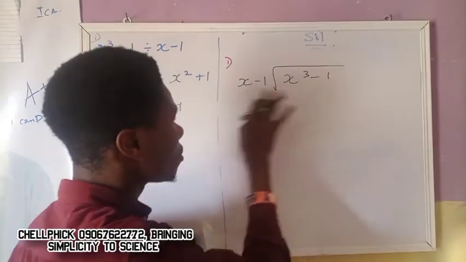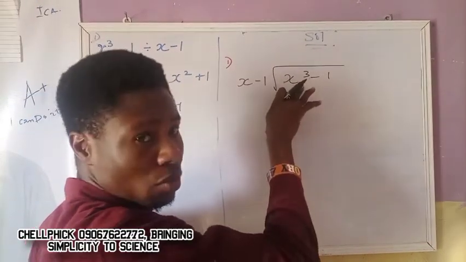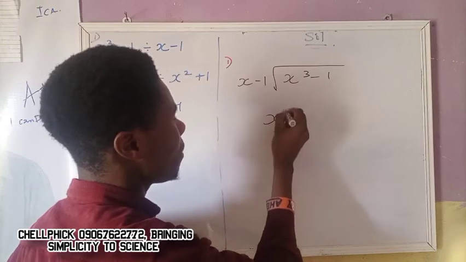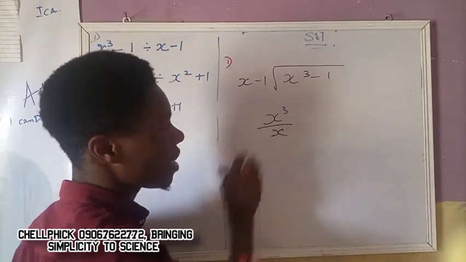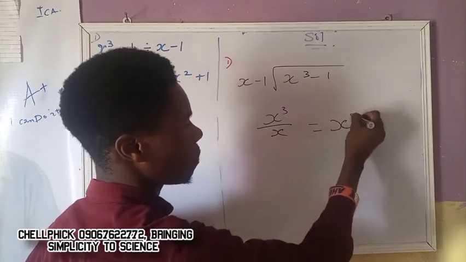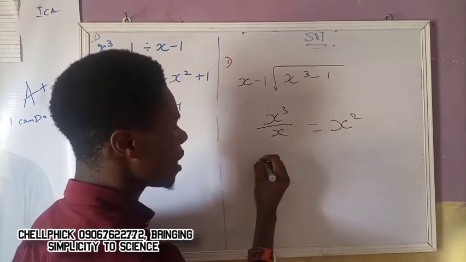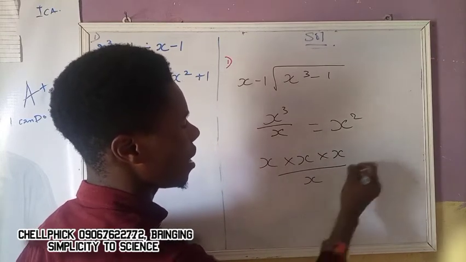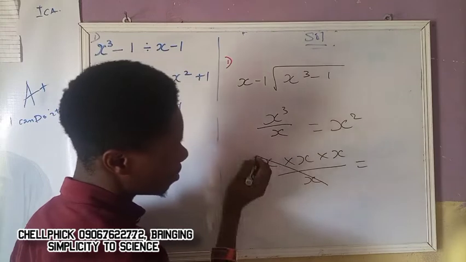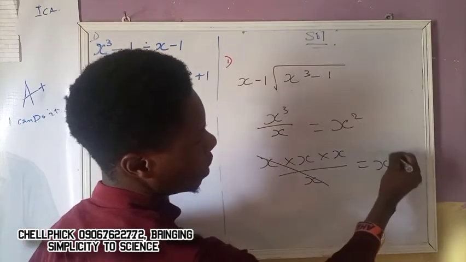That's all. So look at it. I have x and I have x raised to power 3. So how many x, you only focus on first and first. How many x can I see in x raised to power 3? It's just x raised to power 2. How did I get this? Don't forget x raised to power 3 means x times x times x, all over x. If you cancel this, how many x remain? x raised to power 2.